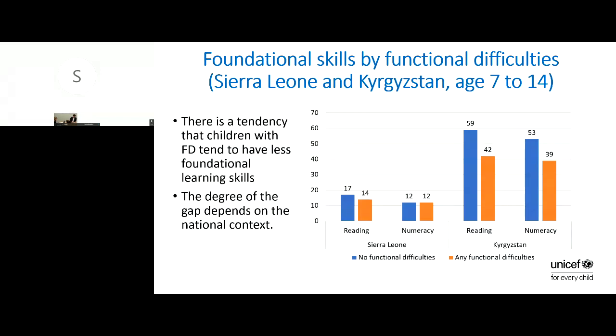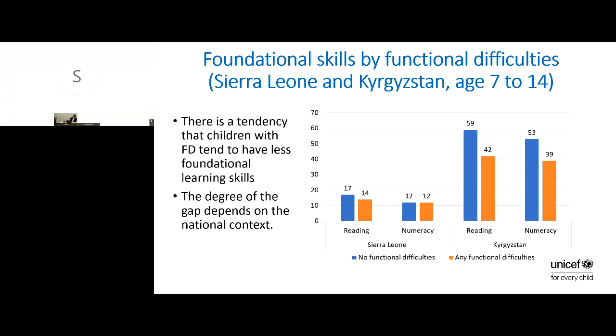Right. So again, we have results from about 10 countries, and the results vary. We need to have more deeper, rigorous analysis, but we are seeing that in general, children with any functional difficulties tend to perform lower than children without any difficulties. But the issue is that the degree varies across countries. In some countries like Sierra Leone, where the national average share of children with foundational skills is very low, about 12% for numeracy and 17% for reading, there's a floor effect, that's how low you can go. So the difference is very small or marginal.